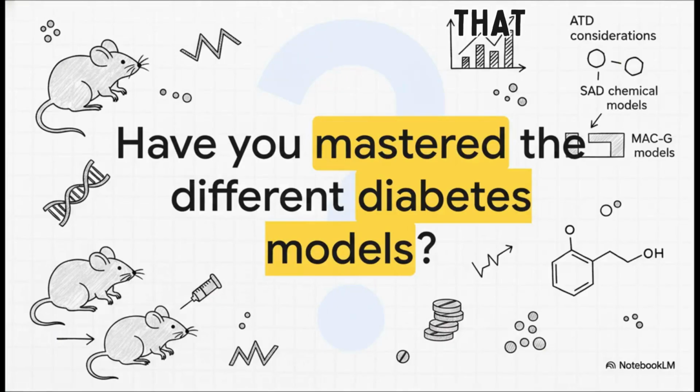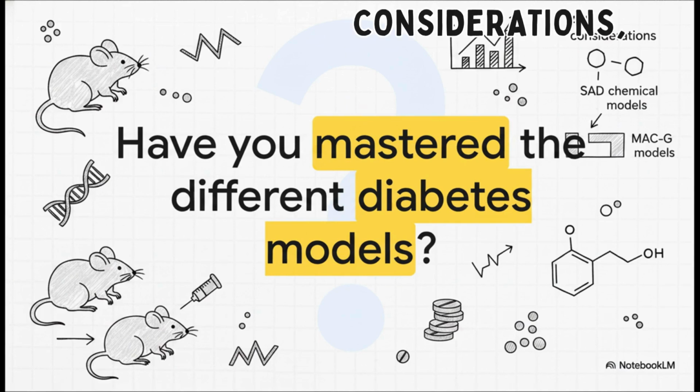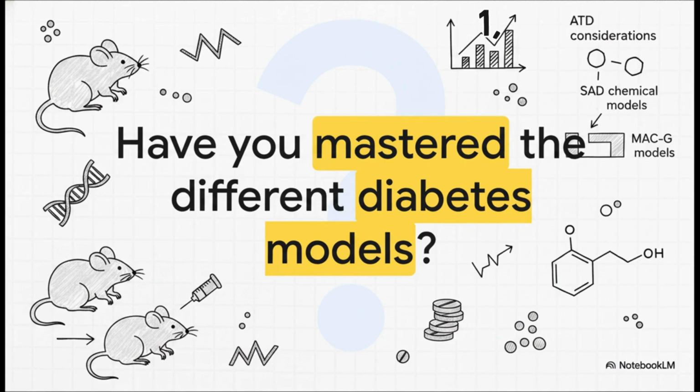So before you walk into that exam room, you have to test yourself. Can you write out this entire structure entirely from memory? Do you have every dosage, every gene mutation dialed in? Can you list the ATD considerations, use the ADD mnemonic for type 1, the MACG models for type 2, and accurately contrast the OB and DB mice?